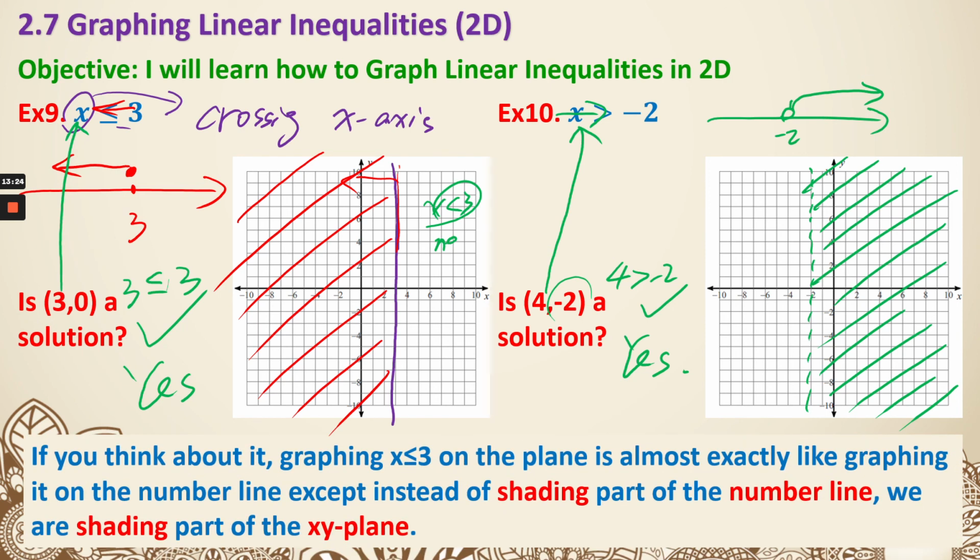So last part, if you think about it, graphing x is less than or equal to 3 on the plane is almost exactly like graphing it on the number line. So yes, just like my example shown. Except instead of shading part of the number line, we are shading part of the xy plane, which are these are the xy planes. So that is everything for 2.7.